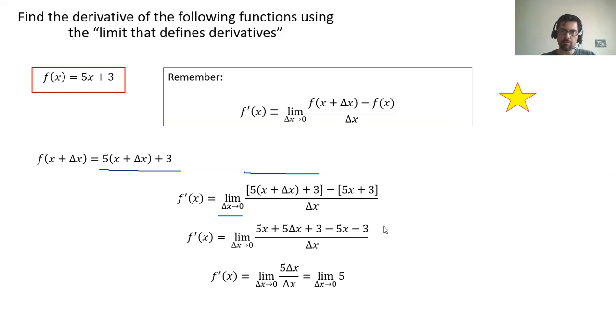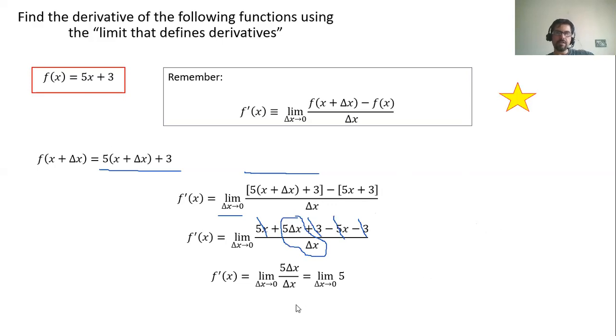The next thing we should do is to add and subtract any like terms. For example, 5x minus 5x, they cancel out. And then we can also add and subtract 3 minus 3. And we're only going to have 5 delta x over delta x. And then the function is getting a lot simpler.